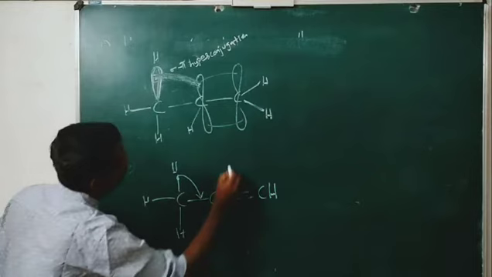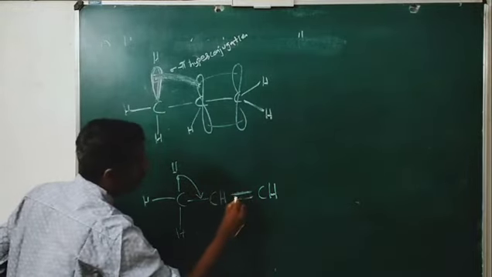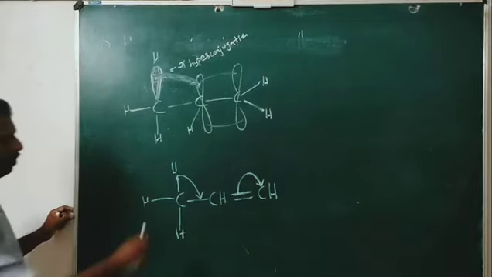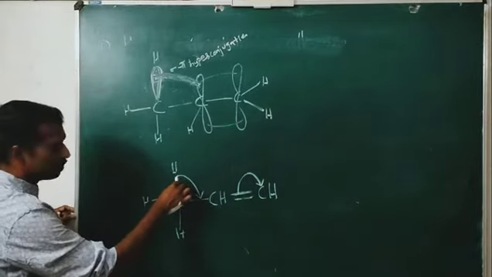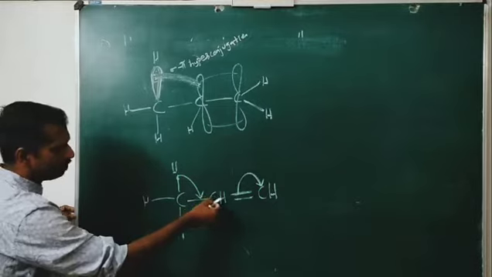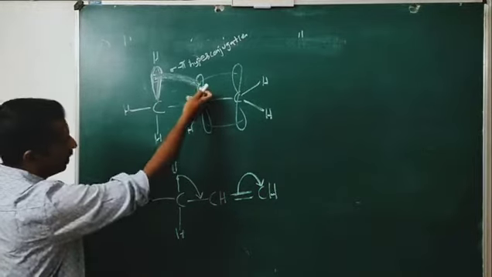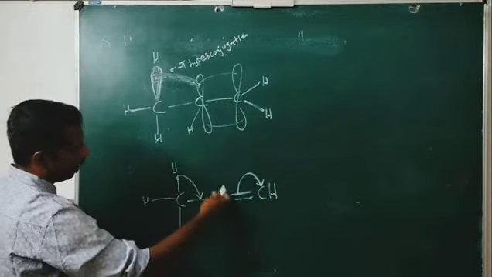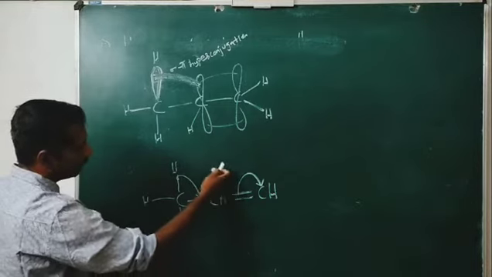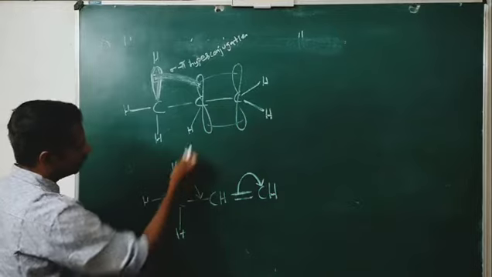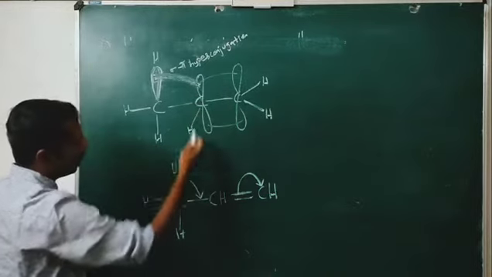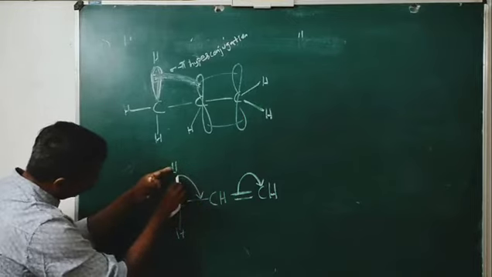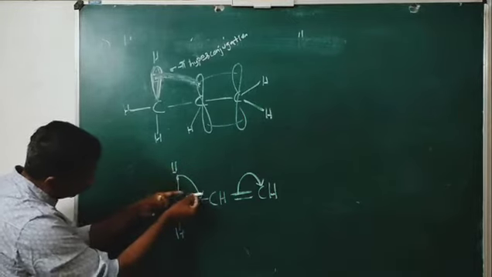At that time, what will happen? This pi electron will be shifted to this carbon. Clear? Here you can see that this is a sigma bond. This will interact with this. Because of this interaction, this carbon has an unhybridized p orbital, and that will interact with this sigma bond. So this bond will be shifted like this. Now it will break from hydrogen and shift between this carbon and carbon.